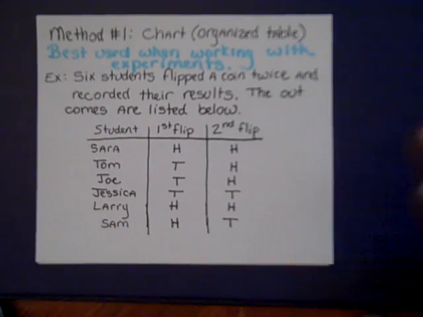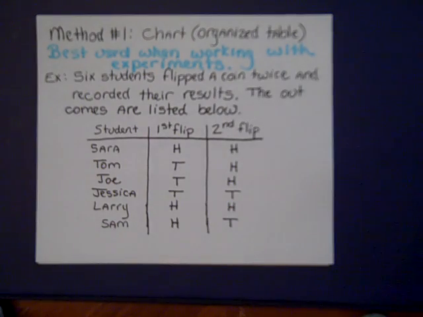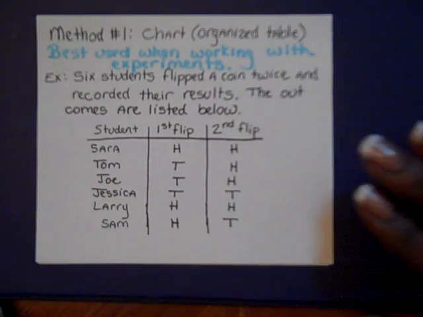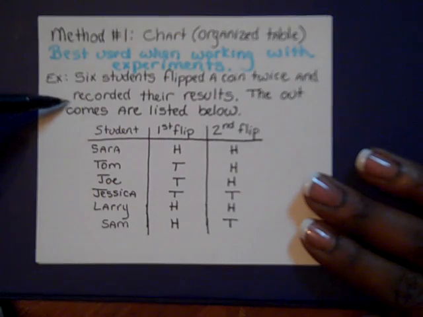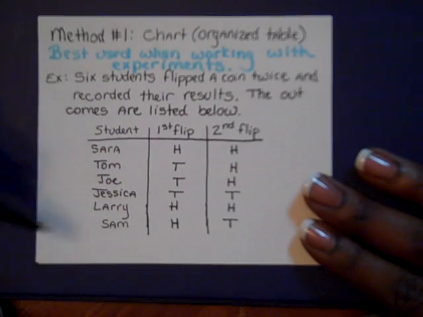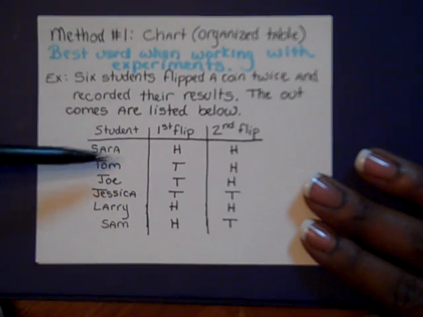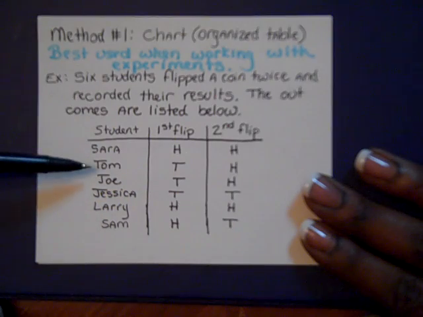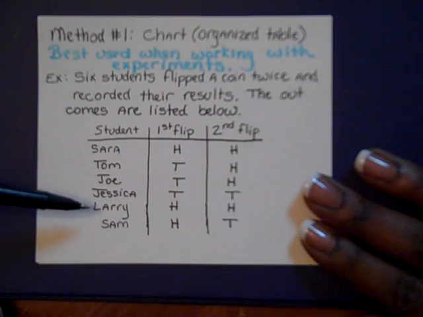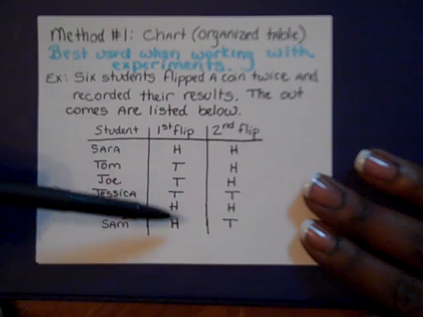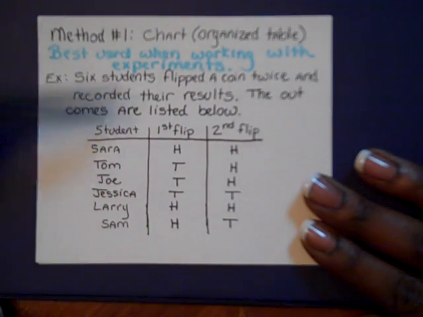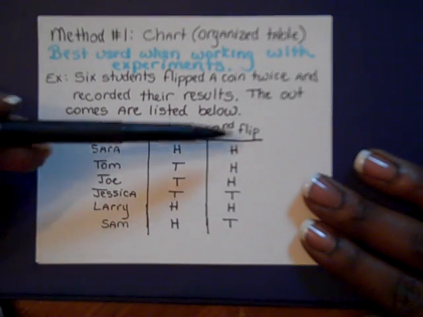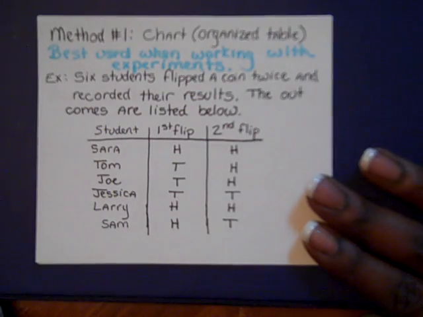For example, 6 students are flipping a coin twice and they recorded their results. So the experiment has already happened and they recorded their results in this chart. As you can see, Sarah's results, Tom's, Joe's, Jessica's, Larry's, and Sam's are all listed in a very organized fashion. The first flip is listed, followed by the second flip for each student.